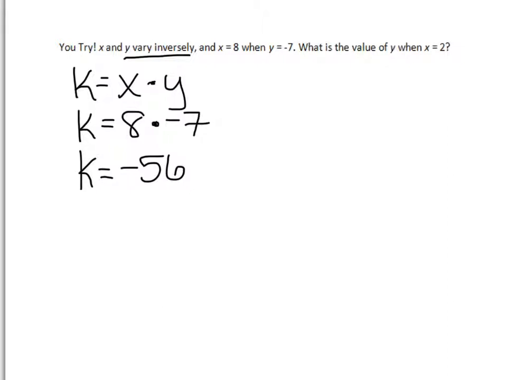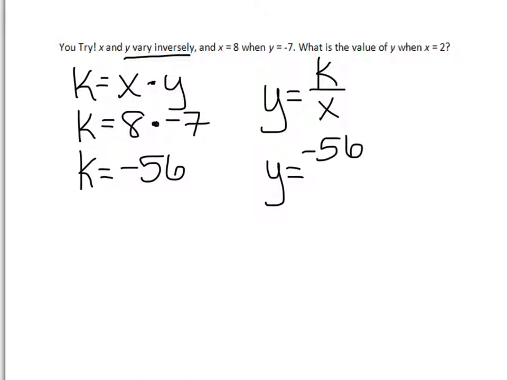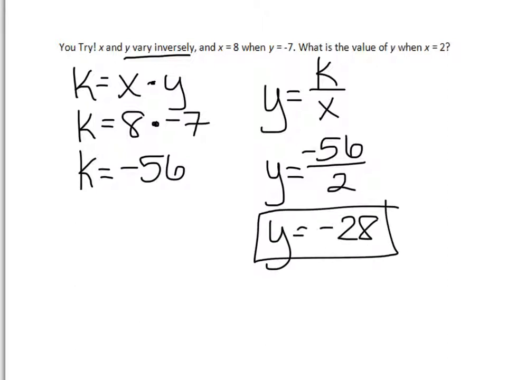So we go to the equation since it was inverse, y equals k over x. We don't know y, so y stays y. K has become negative 56. X is now 2 because we're figuring out a different ordered pair. And when you divided negative 56 by 2, you should have gotten an answer of y equals negative 28. And there was your answer.